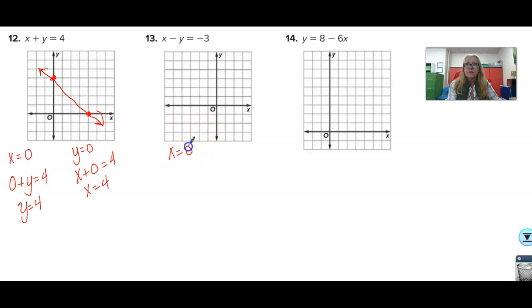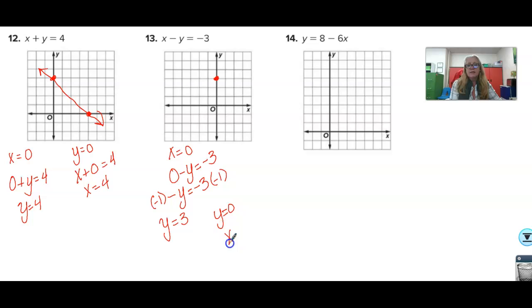When x is 0, we have 0 minus y equals negative 3. So negative y equals negative 3. We can't have that. So we multiply both sides of the equation by negative 1, and that gives us y equals 3. 1, 2, 3. And when y is 0, for the other intercept, we have x minus 0 equals negative 3, which means x equals negative 3. Where is x equals negative 3? 1, 2, 3, right here.